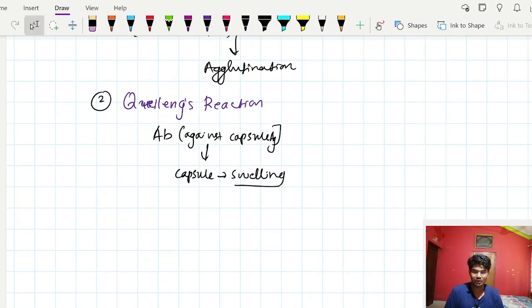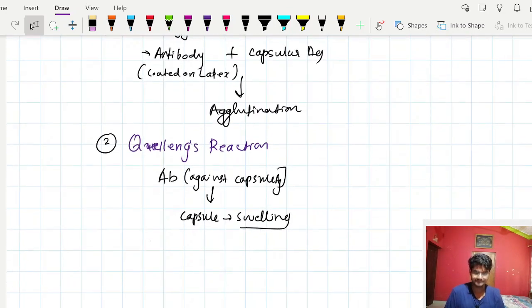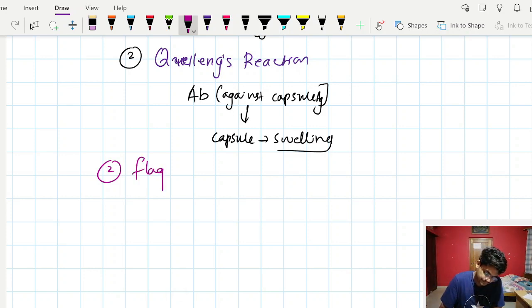Here antibody is not coated on latex. Here just the anti-capsular antibodies are added, so the capsule gets swollen. That is called Quellung reaction. Okay. Now let us discuss the second cell wall appendage, that is flagella.